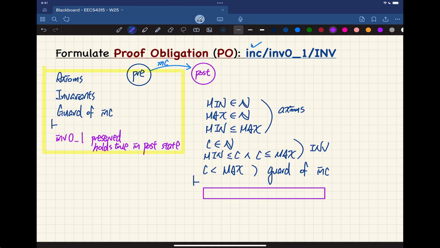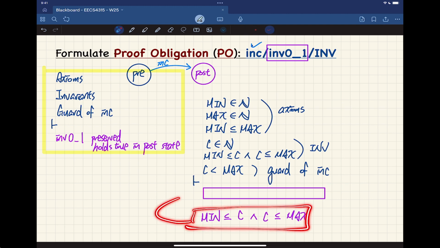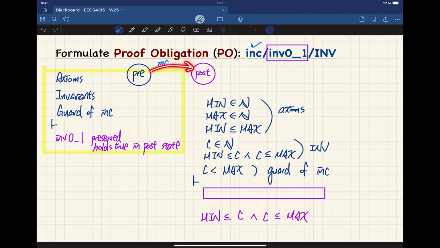That's something we kind of learned about how to really put here. Let me put something here first. What we really want to preserve is about the invariant 0, 1. Itself is just minimum less than or equal to C and C less than or equal to maximum, right? That's just the invariant itself. However, we cannot simply just put this guy here. Because somehow this one here does not really take into account the action that has already occurred using increments.